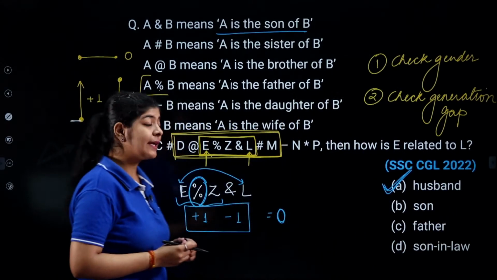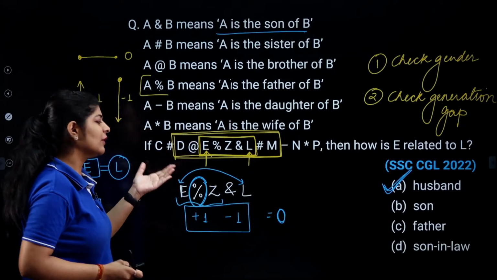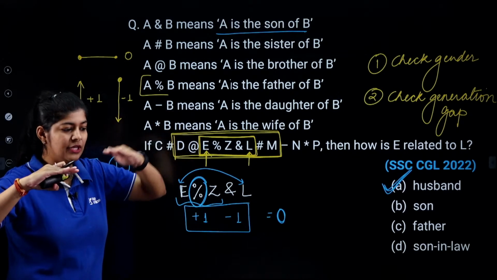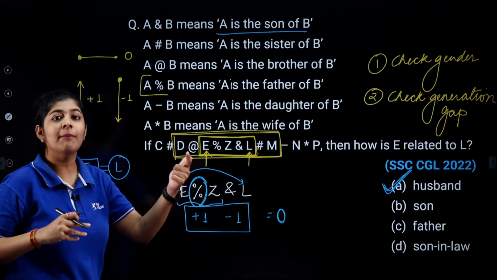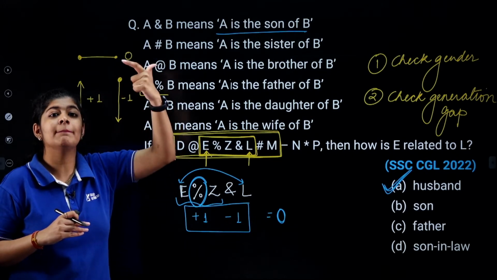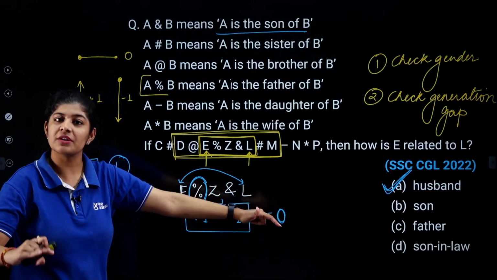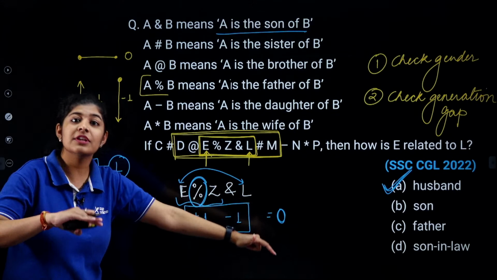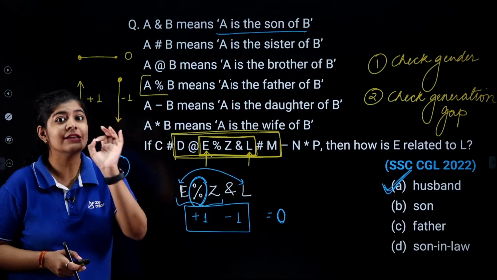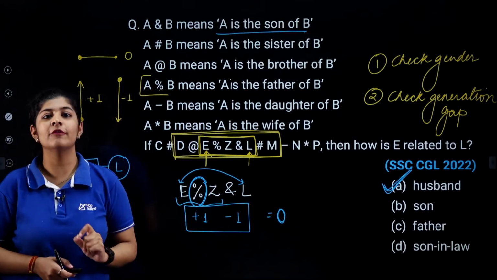But how will we determine that the generation gap with these is also 0 or not? We know that husband and wife lie on the same generation. As we talk about son, we need to go to a lower generation, so we need -1. Do we have that? No. For father, we need to go to the above generation. We need +1. Do we have that? No. Just simply eliminate the option. Son-in-law, lower generation. We require -1, not 0 or +1. So we can easily determine and solve such type of question within seconds if we know all these tricks, right?